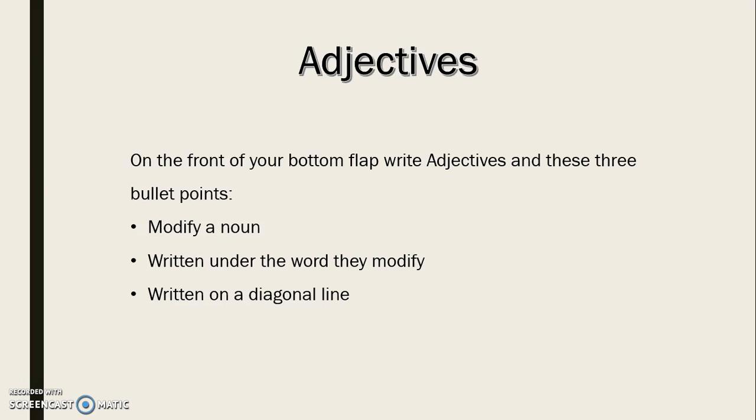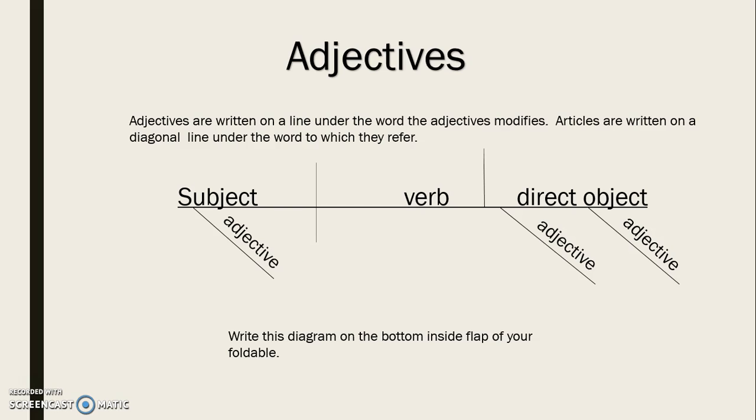All right. Bottom flap, adjectives. On the front of your bottom flap, write these 3 bullet points. 1, they modify a noun. 2, they are written under the word they modify. And 3, they are written on a diagonal line. Those are the 3 things you need to know about adjectives. It's quite easy. Open your flap, and this is an example of what it looks like.